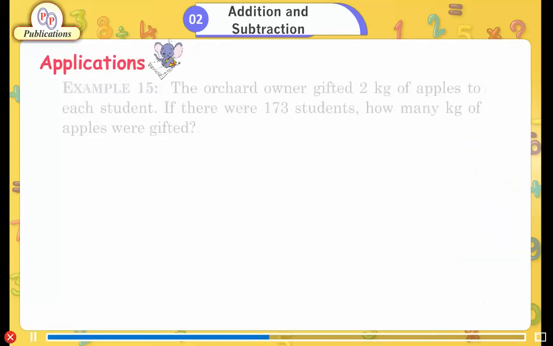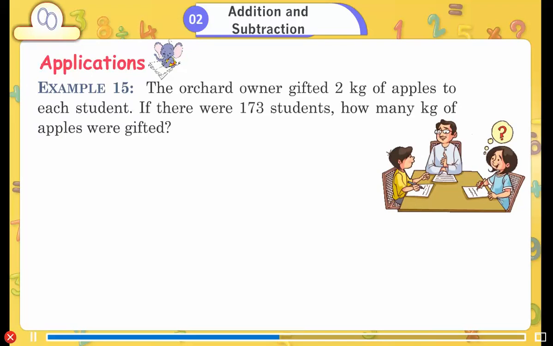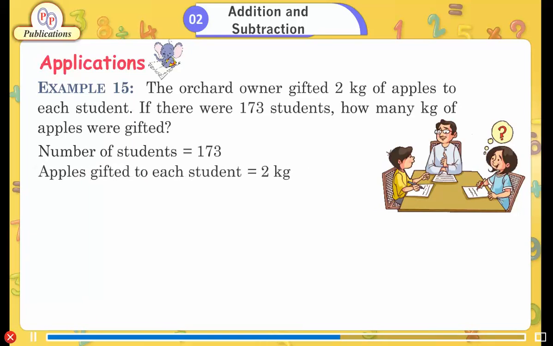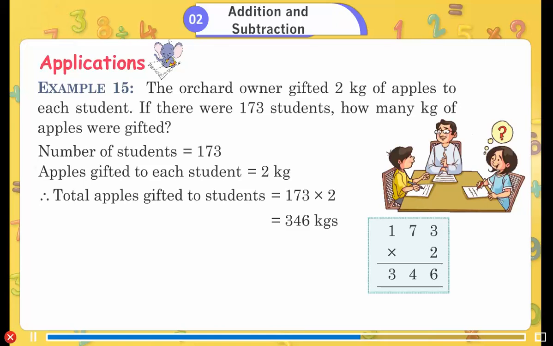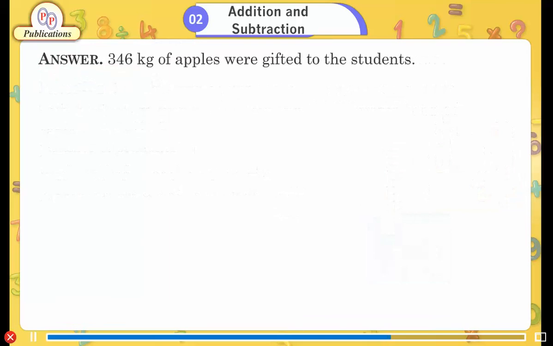Applications. Example 15. The orchard owner gifted 2 kg of apples to each student. If there were 173 students, how many kg of apples were gifted? Number of students is equal to 173. Apples gifted to each student is equal to 2 kg. Therefore, total apples gifted to students is equal to 173 into 2 is equal to 346 kg. Answer: 346 kg of apples were gifted to the students.